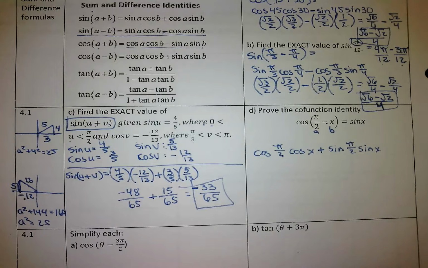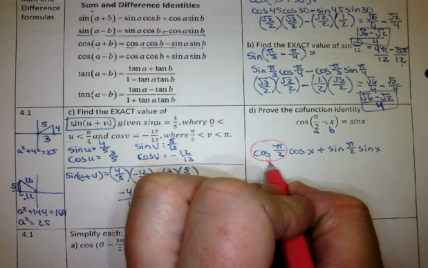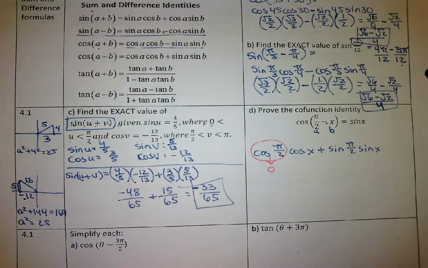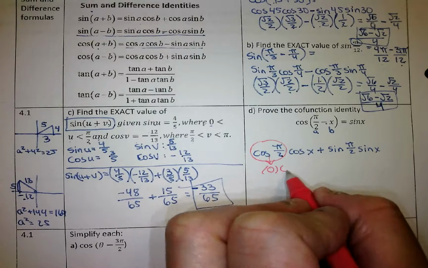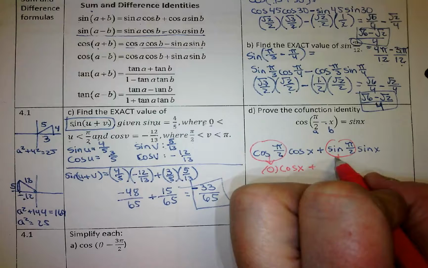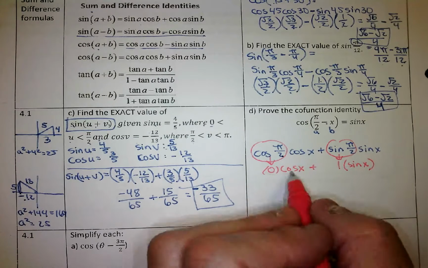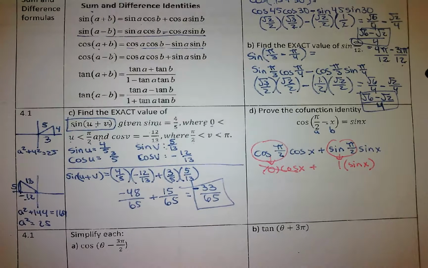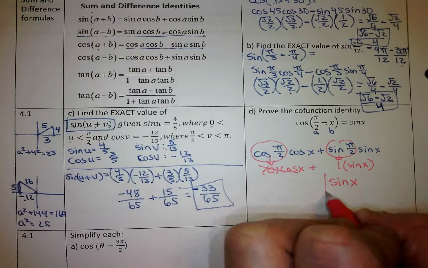So cosine of pi over 2 is 0. So we have 0 times cosine of x plus sine of pi over 2, which is 1, times sine of x. Well, 0 times cosine of x is 0. So we're left with just 1 times sine of x, which is just sine of x, which is what we were trying to get there.